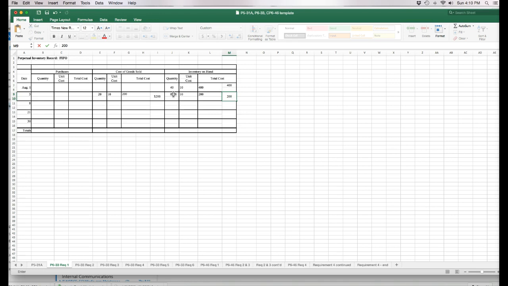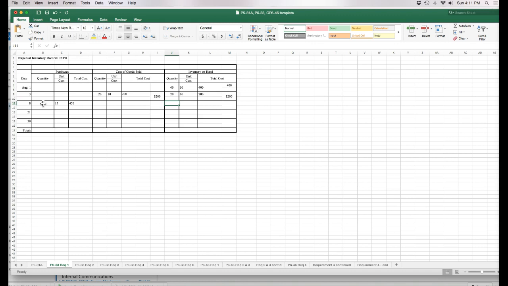Okay, so on August 8th, it says that we have purchased units. We've purchased 30 more units, but this time as the company, let's say Walmart, we can no longer get those at $10. Now they're $15 that we have to buy them for. So we've bought 30 more of those units at $15 for a total of $450. We haven't sold anything, so we can skip over the cost of goods sold.